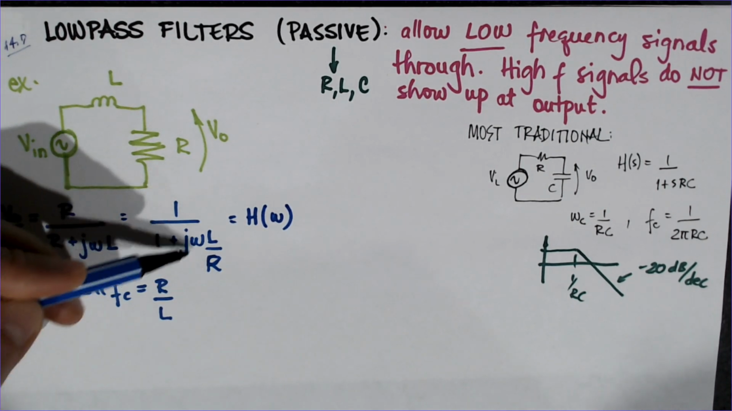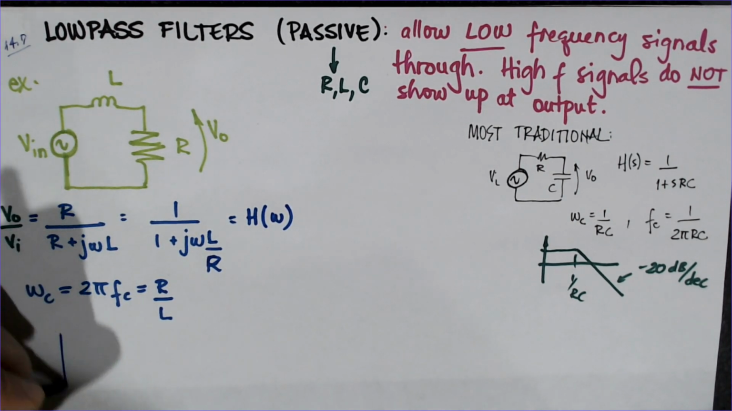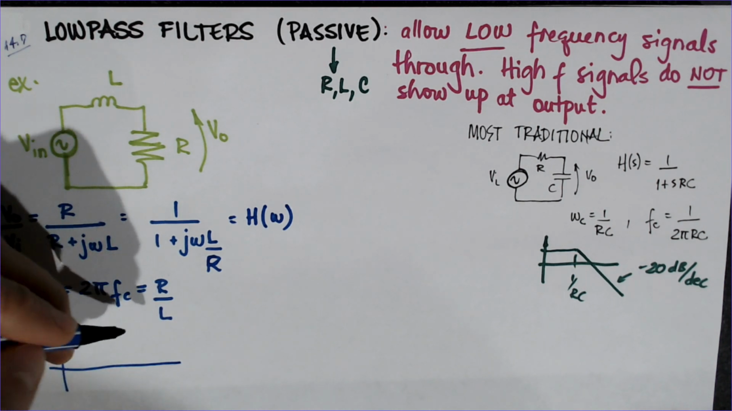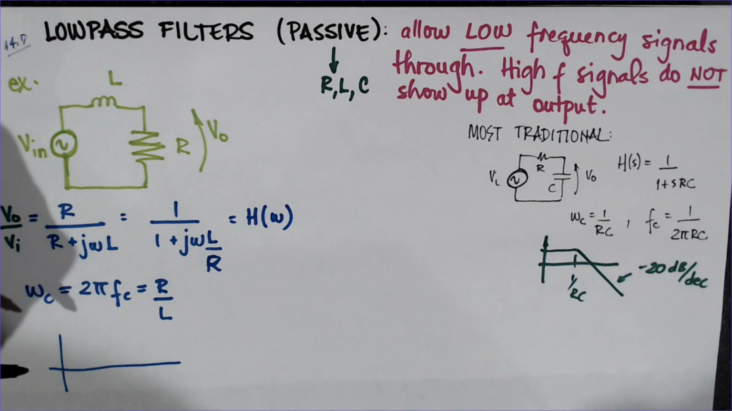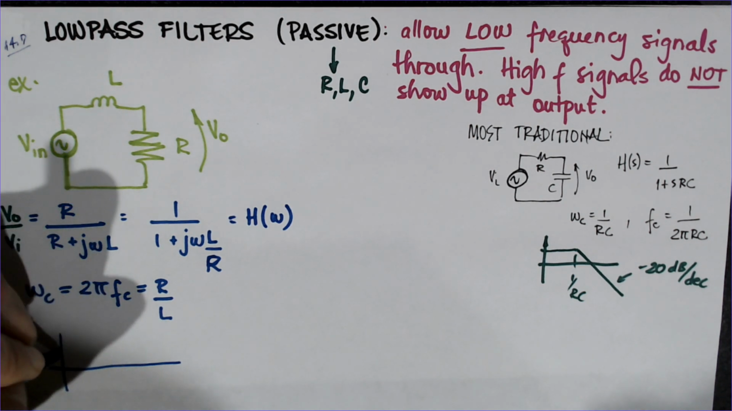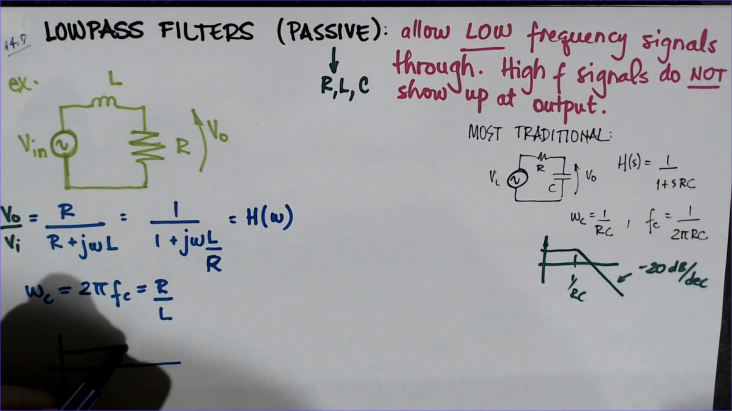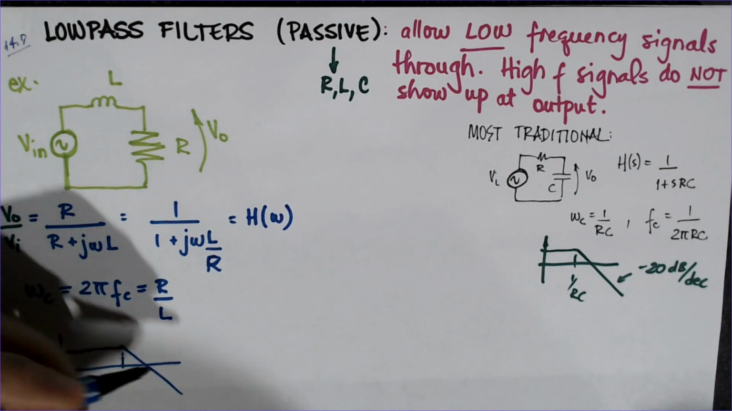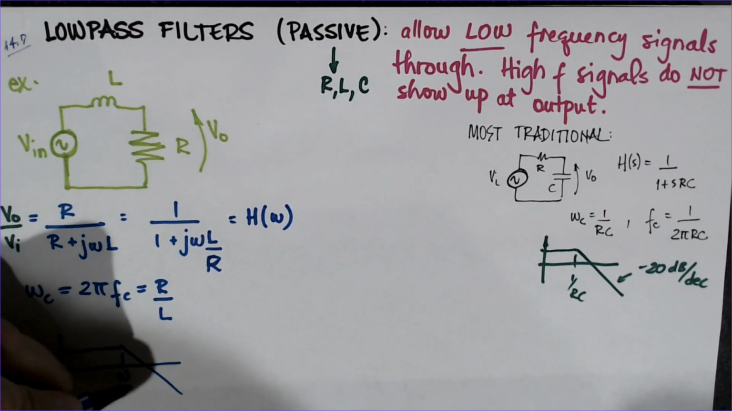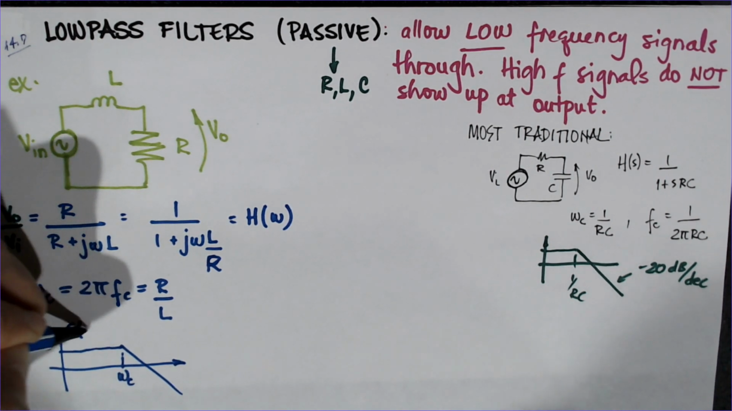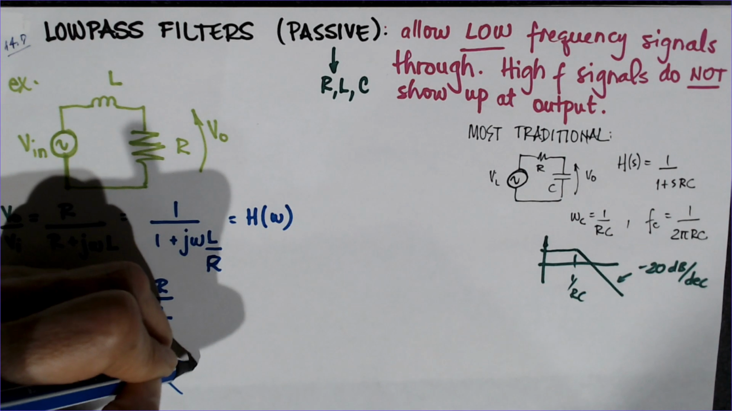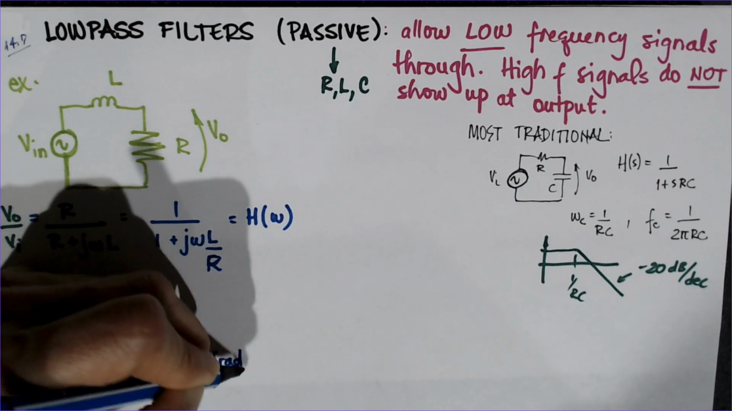So basically, because there is only a pole here, the same kind of graph is true. It goes all the way to omega c, which is R over L. Then it starts decreasing, the gain starts decreasing by 20 dBs per decade. Gain in dB. And this is omega in radians per second.